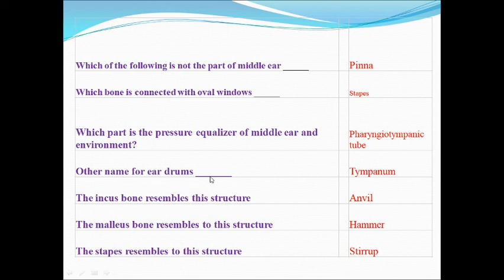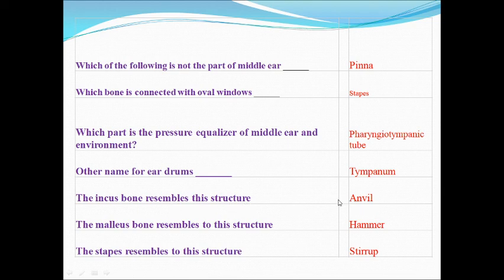The other name for eardrum is tympanum. In the anatomy of humans and various other tetrapods, the eardrum is also referred to as tympanum. Next, the incus bone resembles this structure, which is referred to as anvil. Anvil is a bone in the middle ear. It receives vibration. The vibration is received by the anvil. The incus bone resembles this structure, that is referred to as anvil.